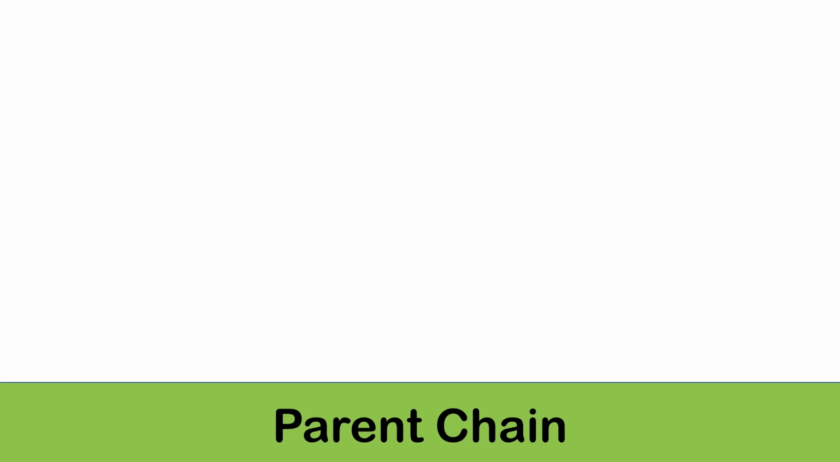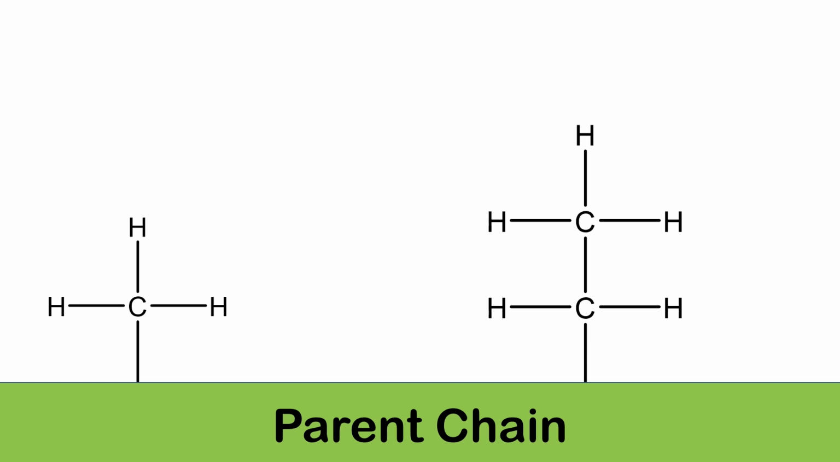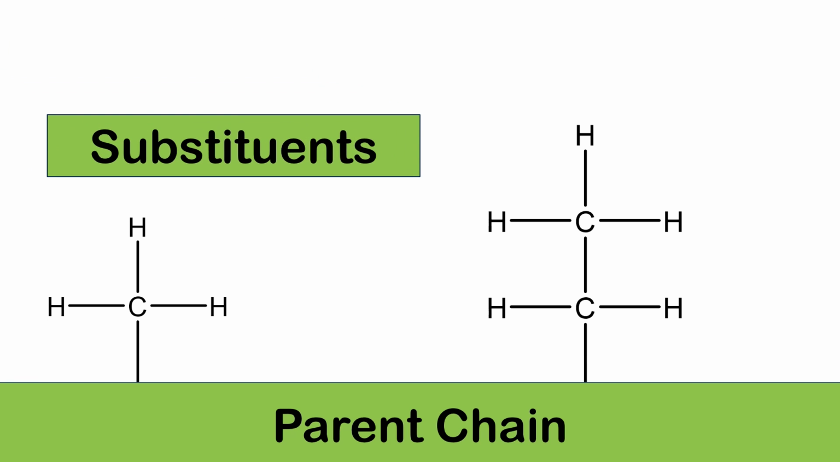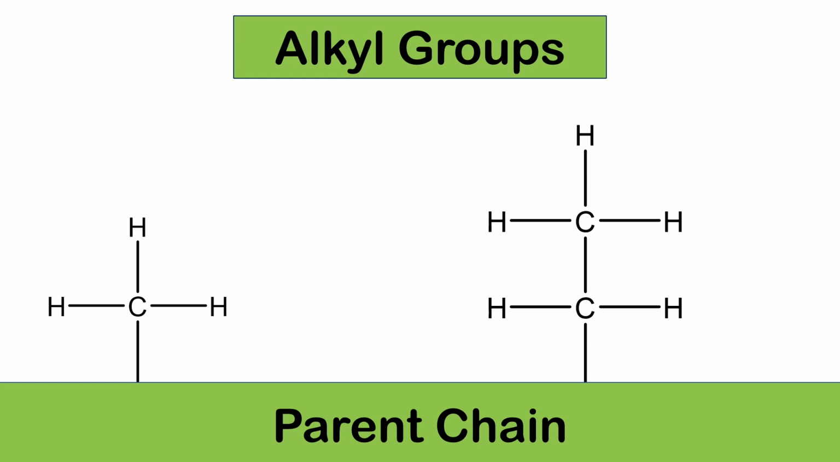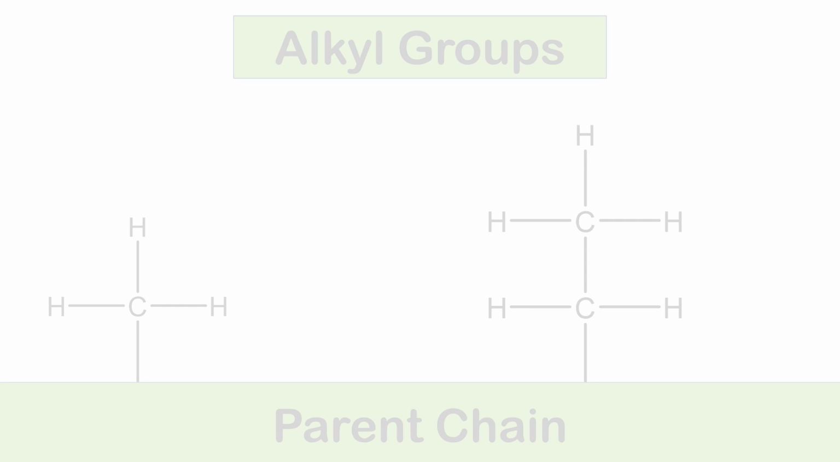When naming an organic compound, we generally identify what is called the parent chain. Then, we name the parts of the compound which are branching off of the parent chain. These are called substituents because they substitute a hydrogen on the parent chain. Hydrocarbon substituents are called alkyl groups. Let's learn some of the smaller, most common alkyl groups in this video.